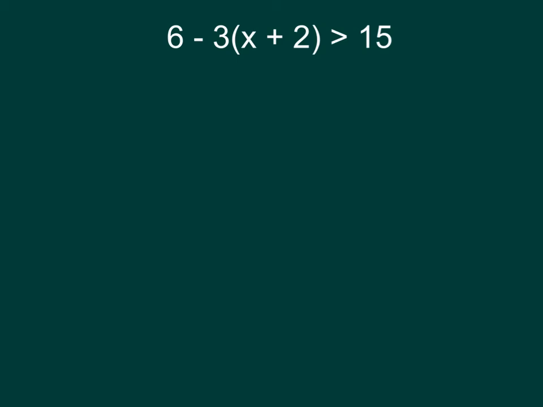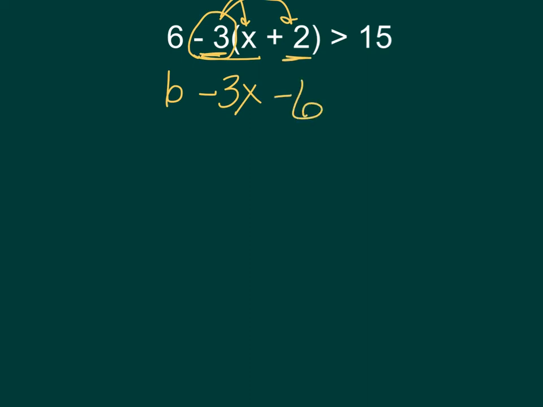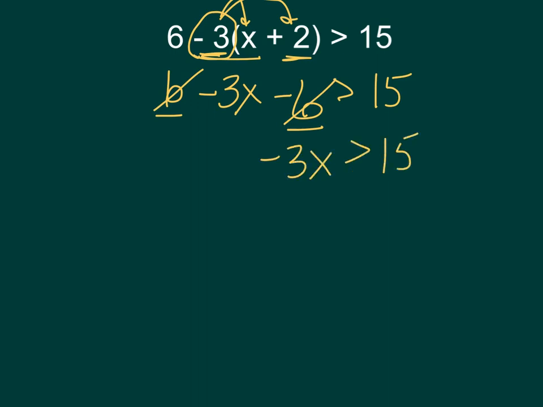This one involves the distributive property. Here, I'm going to first have to take negative 3 and distribute it to every place inside. So negative 3 times x is a negative 3x. Negative 3 times 2 is a negative 6, greater than 15. Combine like terms, 6 and a negative 6 cancel. So I have negative 3x is greater than 15.